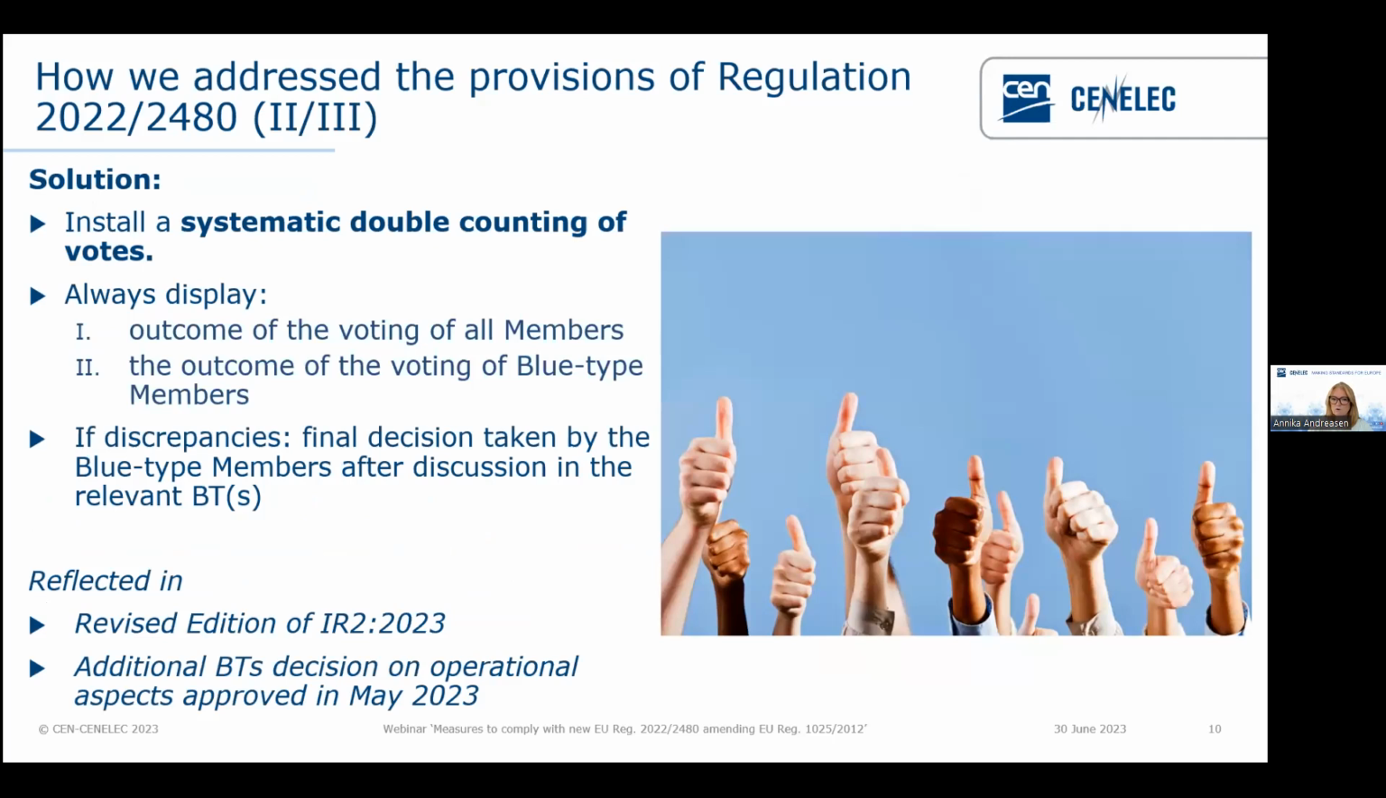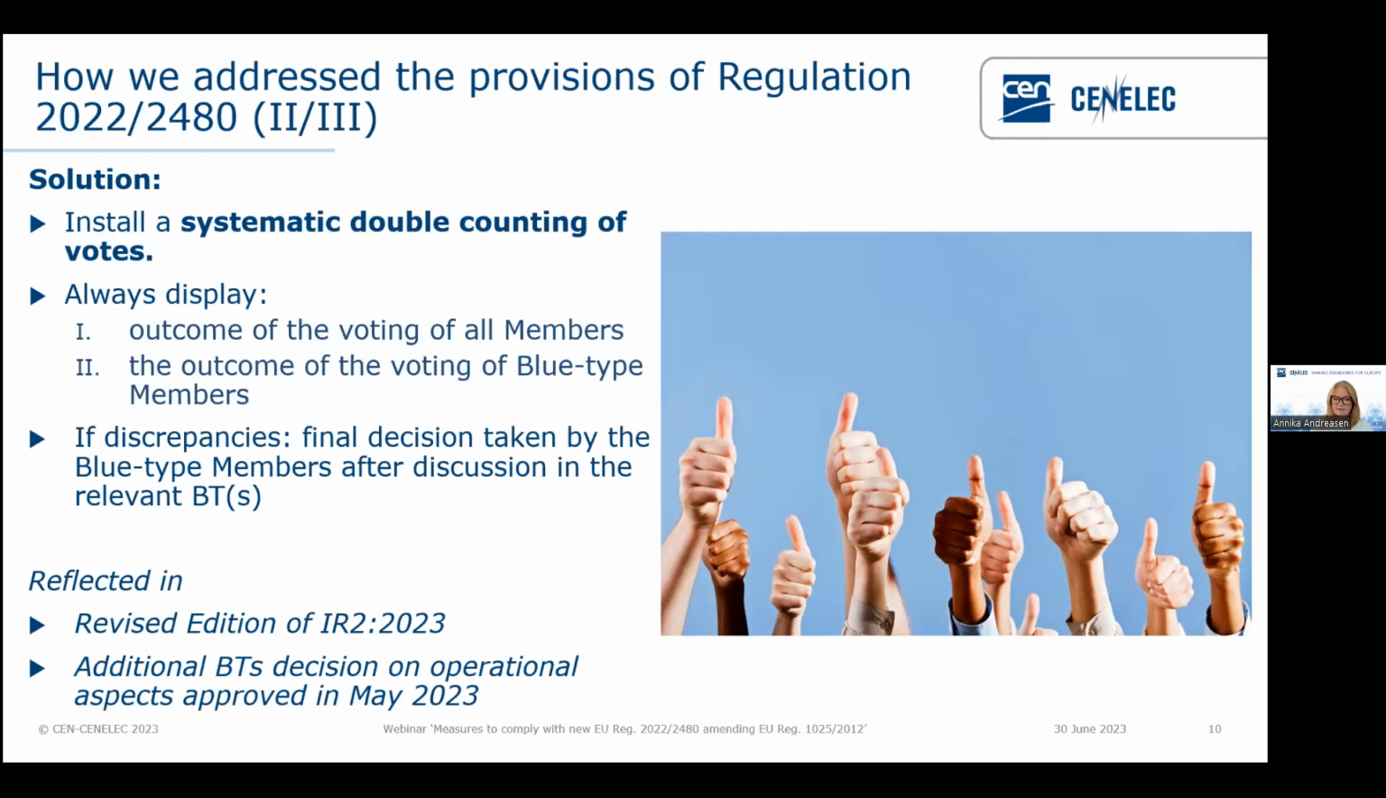We are installing from July 9 a double counting system. So we have double counting of all votes. We will always display the outcome of the voting of all members and the outcome of the voting of the blue type members. And if there's a discrepancy, the final decision is taken by the blue type members after discussions in relevant BT. So when we have a discrepancy, we will bring that up to the technical board level.